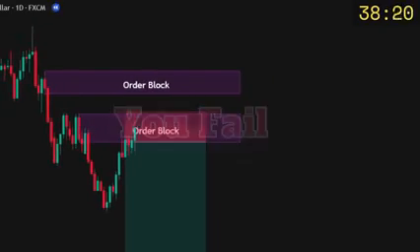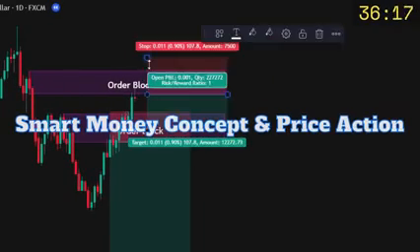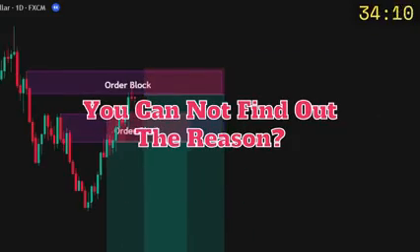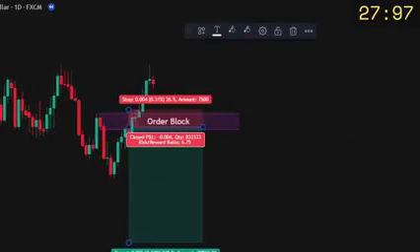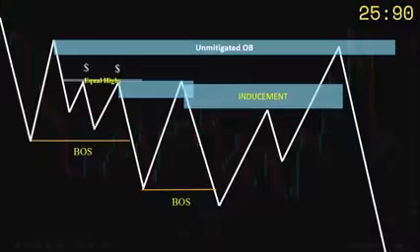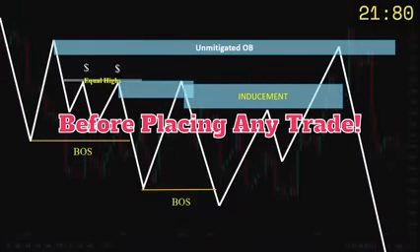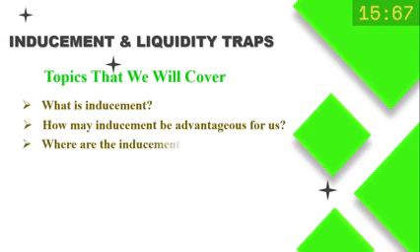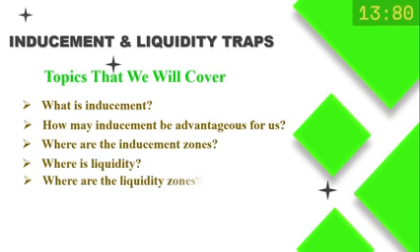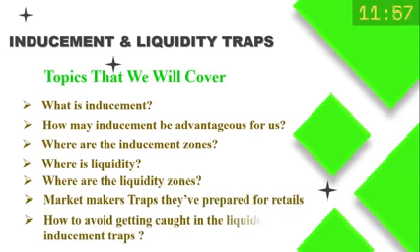You fail with the smart money concept and price action, and you can't find out the reason? Then you don't know the secrets behind inducement and liquidity. Liquidity and inducement are two of the most critical concepts of smart money that you must master before placing any trade. In this episode, we will reveal the secrets behind inducement and liquidity traps, and also show you how to avoid getting caught in the liquidity and inducement traps that market makers always have prepared for you.